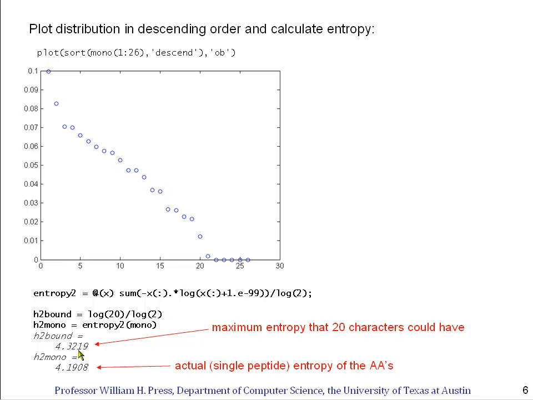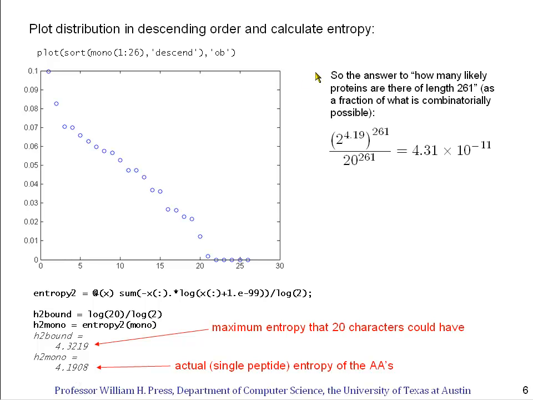And the answers are that the largest possible entropy with 20 characters is 4.3219, and the actual entropy of the amino acids in the human genome is 4.1908. So it seems like a small difference. Small differences in bits are measured in centibits. So this is a difference of about 13, it looks like, centibits. But we'll see that that actually can be important.